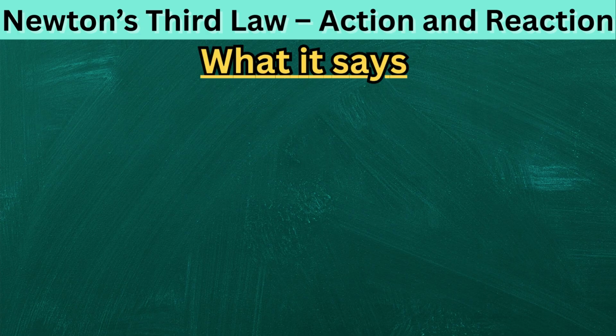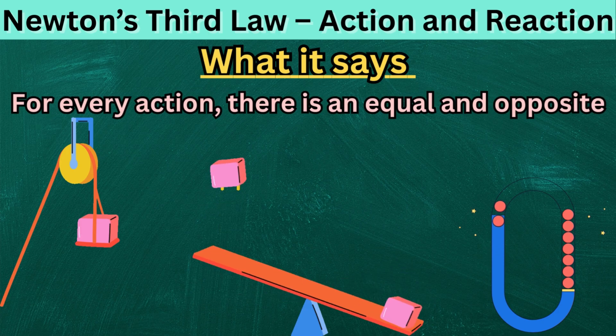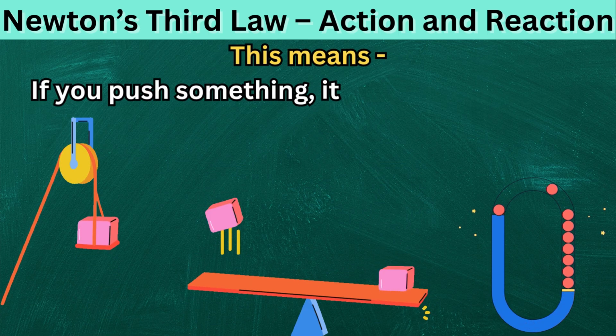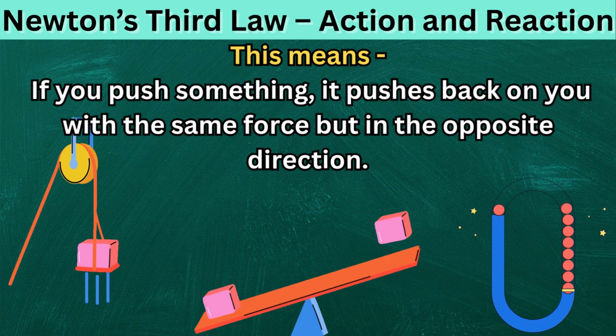Newton's third law: action and reaction. What it says: for every action, there is an equal and opposite reaction. This means if you push something, it pushes back on you with the same force but in the opposite direction.